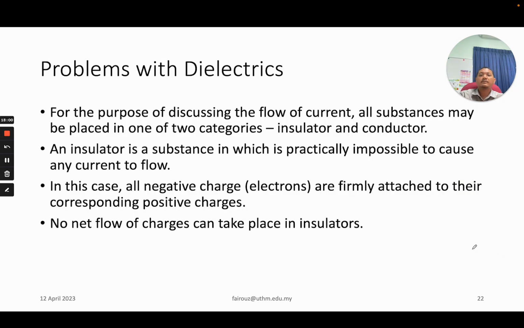So almost finished there. So, problems with dielectrics. What are the problems that we have with the dielectrics?